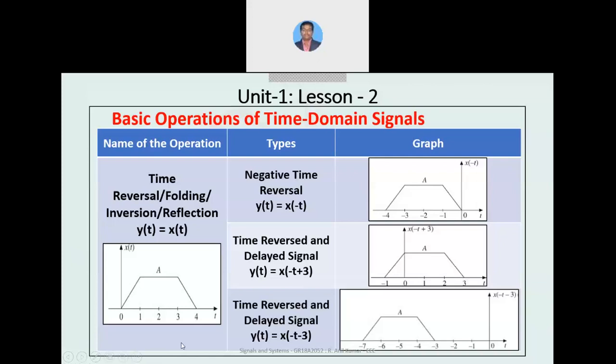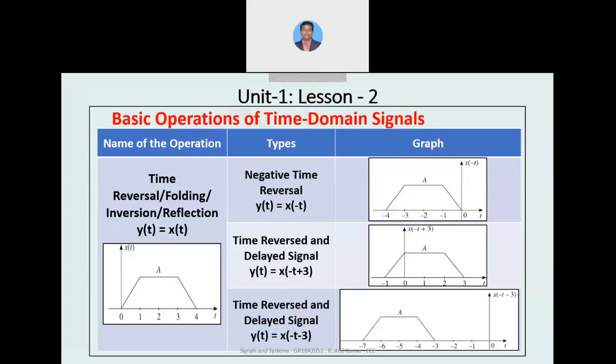And similarly, the next category is the time reversed and delayed signal with the value minus 3. The previous one was with plus 3, and now it is minus 3. So when t is 0, the value of x becomes minus 3. So the graph is shifted by minus 3 units. For a given minus t graph, shift the graph by minus 3. So minus t indicates a reversal of the signal, and the next value indicates shifting, or in other words, a delay.